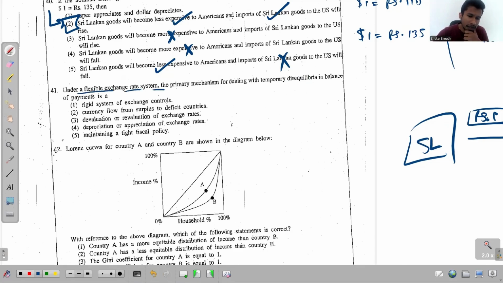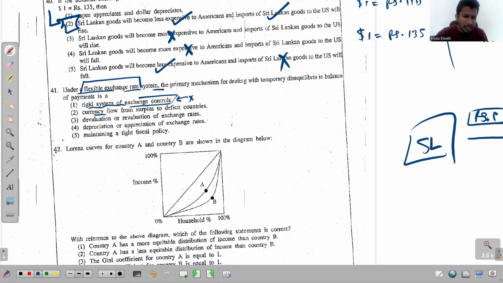Under flexible exchange rate system, the primary mechanism. Okay, what will happen is what they ask. The rigid system of exchange controls, with temporary disequilibria in balance of payment. No. When it comes to this flexible exchange rate system, we call it the free floating exchange rate system. It's not rigid. And there are no controls with regard to exchange rate. So this is totally wrong.